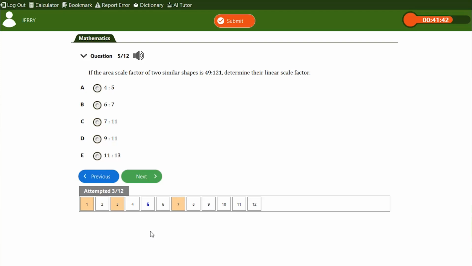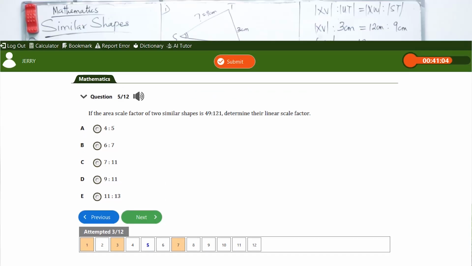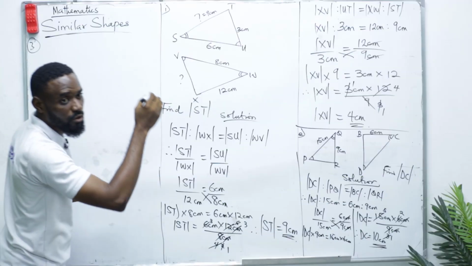Okay, let's look at this. If the area of two similar shapes is 49:121, determine their linear scale factor. What is their linear scale factor? So the area of two similar shapes is 49:121.